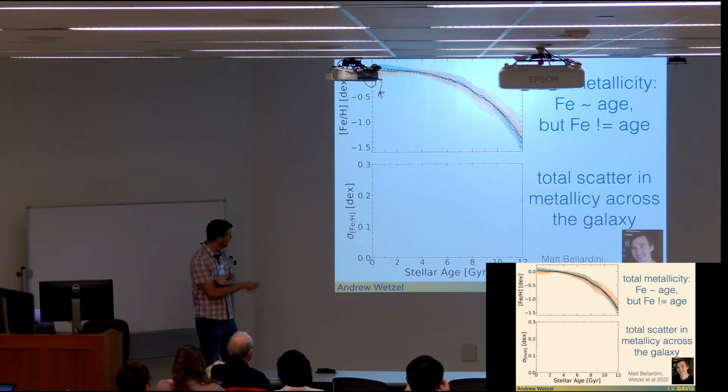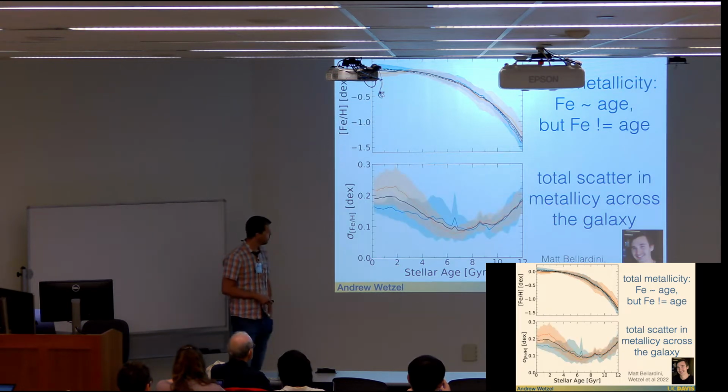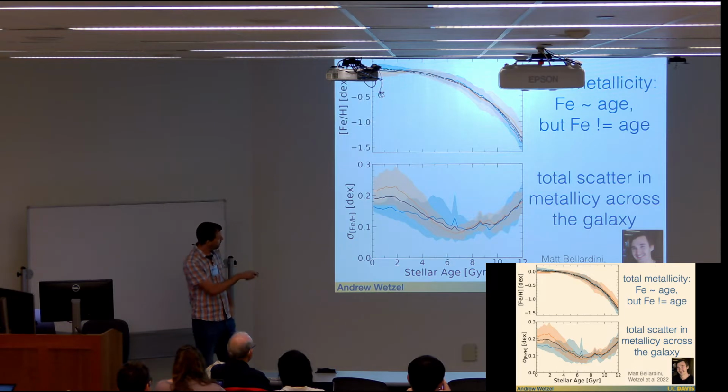Would it be highest today or highest in the past? The answer is both. So here's what we see. It has this interesting dip where metallicity variations were quite high at early times, and then they came down, reached a minimum about 7 to 8 gigayears ago, and then came up again.